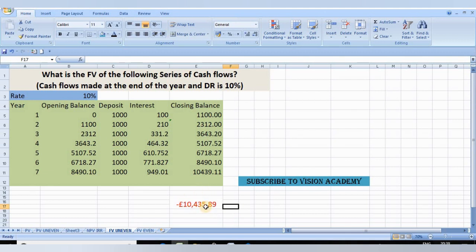Friends, it is showing in negative because of the parenthesis, that's why it is showing as negative. In both methods you can calculate; directly it is very easy.